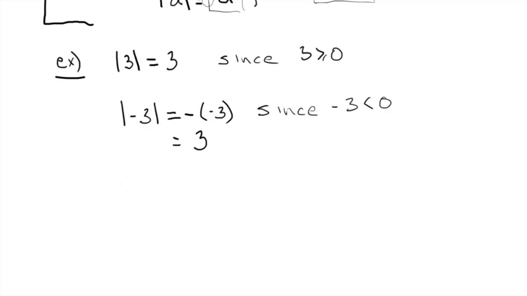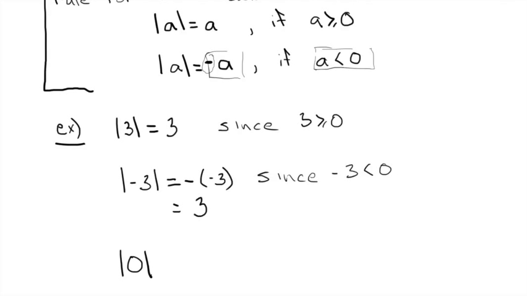Let me just, for completeness, just to help us out, the absolute value of 0. Well, how far is 0 from 0 on the number line? That's a distance of 0. It falls under this branch here, right? So the absolute value of 0 is 0. Good thing to remember.